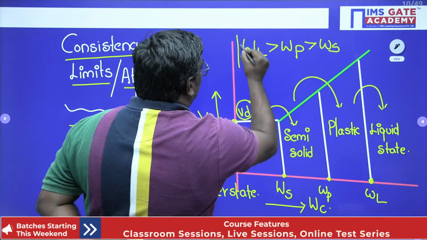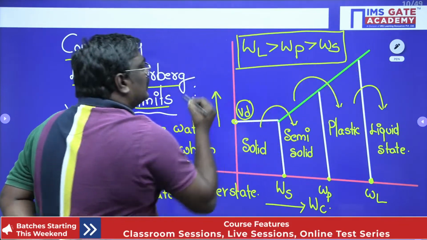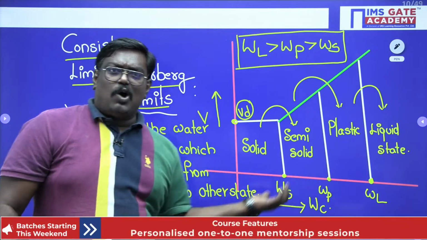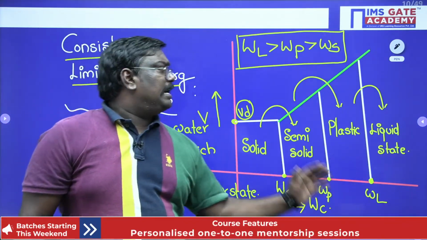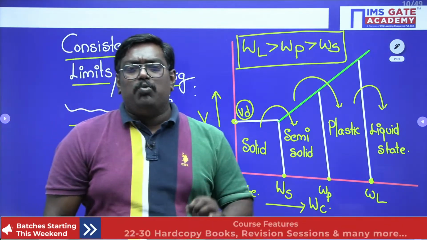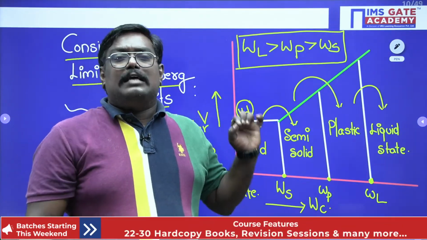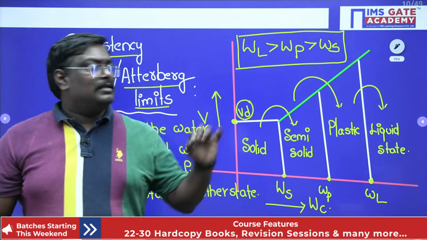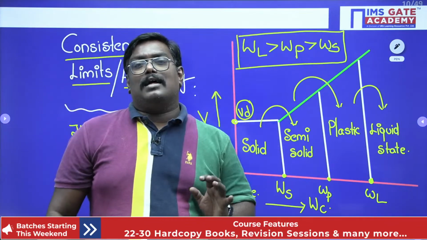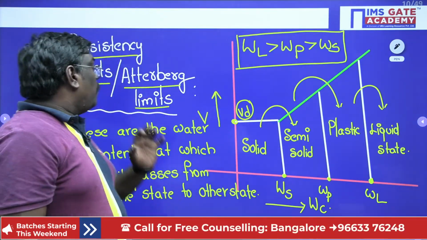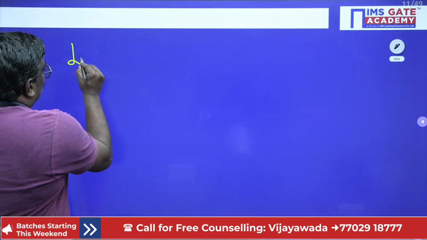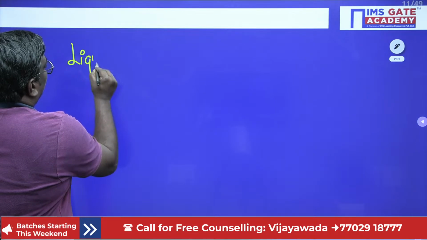Why? Because this was one of the IES questions, student. If you represent the numbers in a graph, you represent 1, 2, 3. So obviously when you move towards the right side, definitely the values will be higher. So if they ask you what is the order of the Atterberg limits or consistency limits, liquid limit is greater than the plastic limit and plastic limit is greater than the shrinkage limit. So what are Atterberg limits? You are clear. So let us discuss the concept called liquid limit.